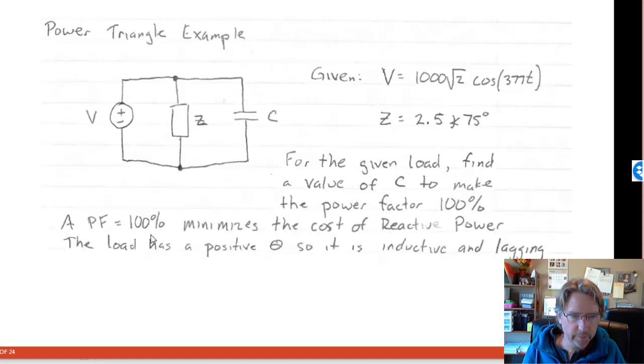So there it is, a power factor of 100% minimizes the cost of the reactive power, which doesn't do any work, you just get charged for it. The load has a positive theta, 75 degrees, so it's already inductive and lagging. So what happens is instead of the power coming into the inductors and then back out to the power company, that reactive power is doing that. The power company charges up your inductors, and then it goes out of the inductors and into the capacitors, and out of the capacitor and into the inductors. So you're storing the energy internally, so PG&E didn't have to deliver it to you, and they don't have to charge you for it.